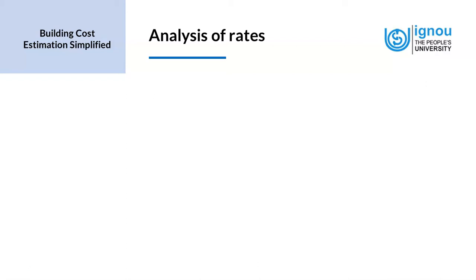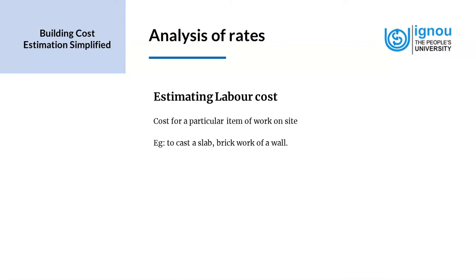Now, how do we estimate labor costs? Estimating labor cost for a particular item of work on site, for example, to cast a slab or to do the brickwork of a wall. The labor cost is derived from hourly rates, crew sizes, and productivity per hour.